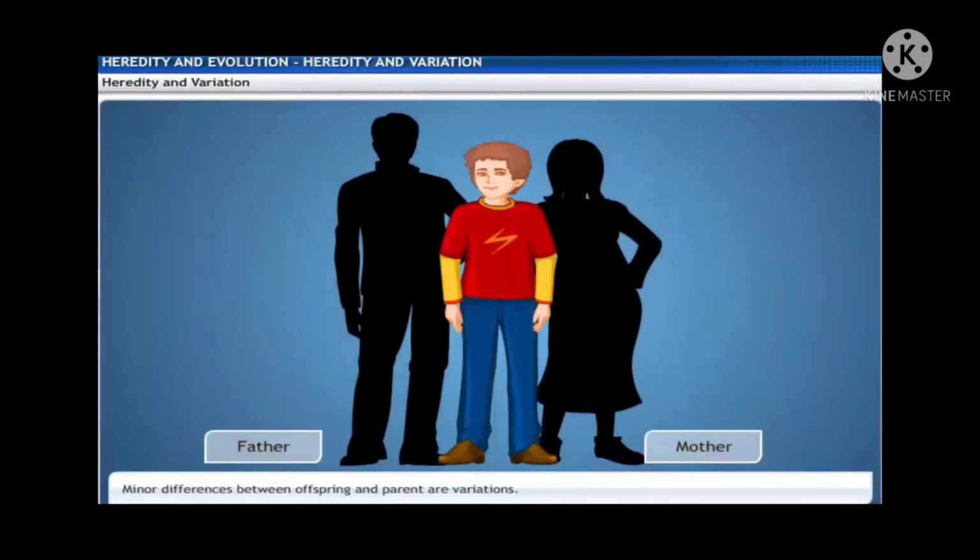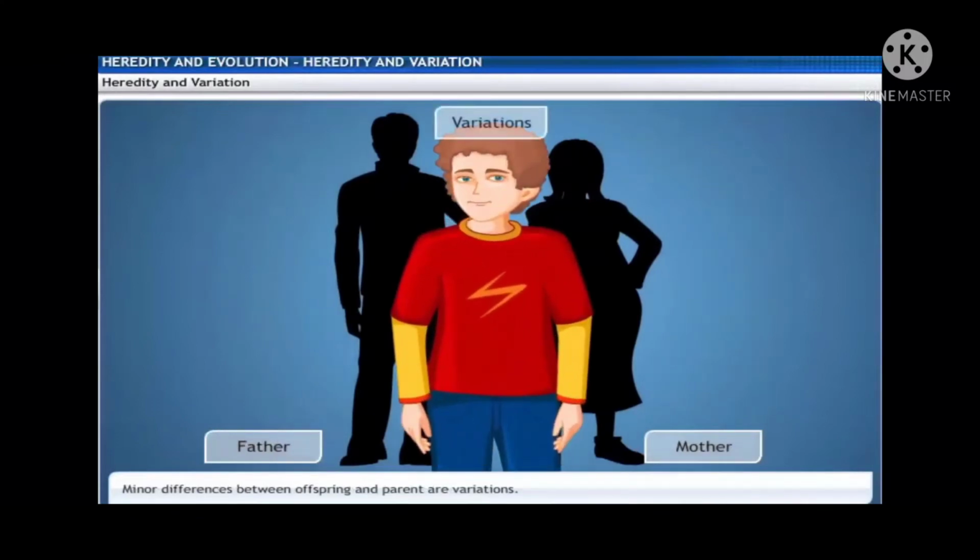Offspring are never an exact copy of their parents, as you have seen in this case. There may be some differences. Curly hair and blue eyes of the boy are the differences that are called variations.